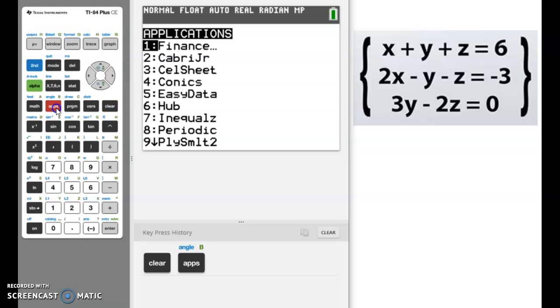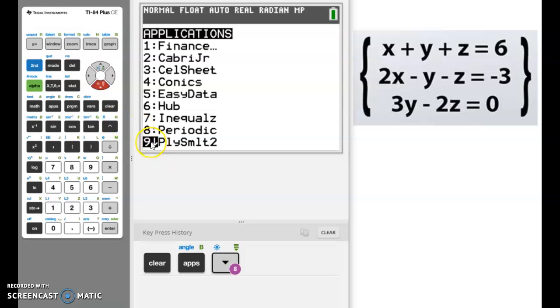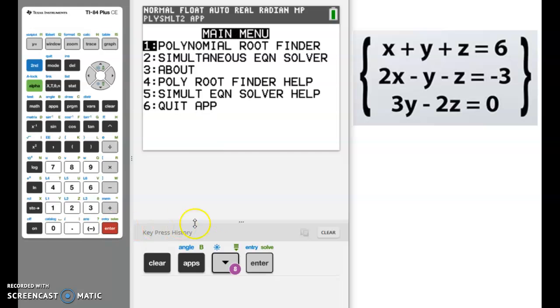So when we click apps, there's this menu. You may have a whole bunch of apps. You may have just a few, okay? And the app that we're looking for is this one here. It's called PolySimult, okay? And you can either push the down key to go down to it, or you could push number 9 because it's the 9th app, at least on this version of the calculator. And I'm going to push enter.